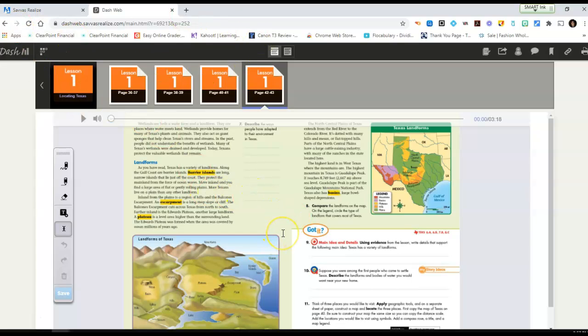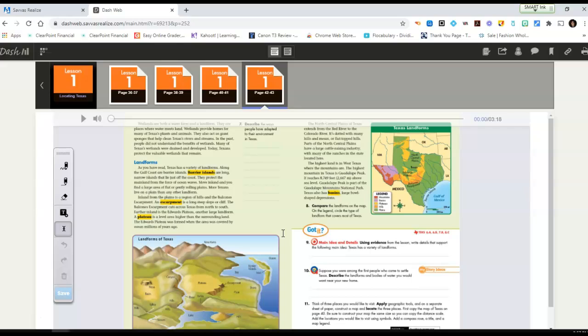Wetlands are both a water form and a land form. They are places where water meets land. Wetlands provide homes for many of Texas plants and animals. They also act as giant sponges that help clean Texas rivers and streams.